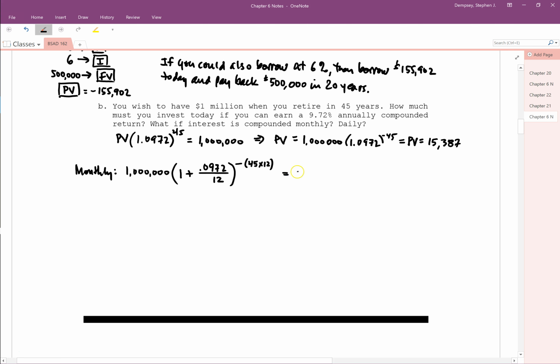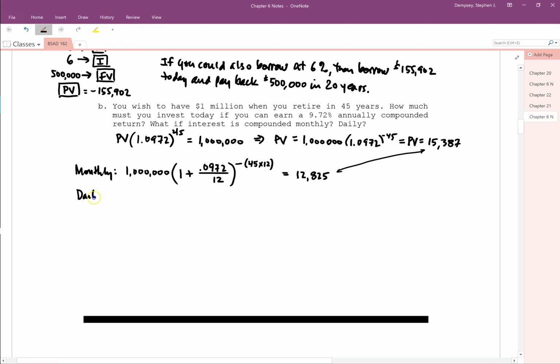And if you solve it correctly, you get 12,825. Obviously, less than 15,387, since your effective annual rate is higher if you have monthly compounding. It's even more of a difference if you had daily compounding.